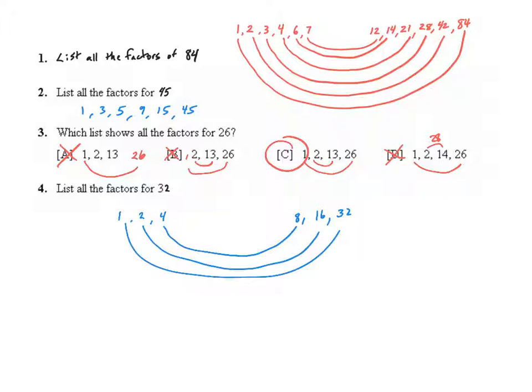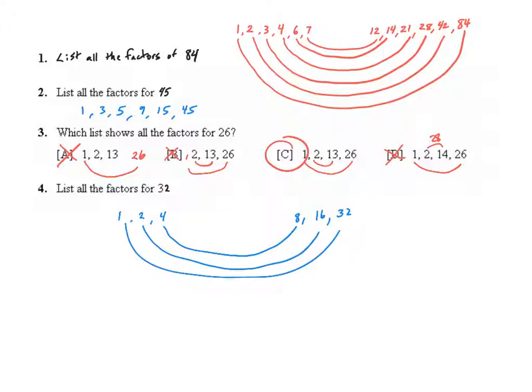5 does not. It does not end in a 0 or 5. 6 does not, because 3 is not a factor of 32. And 7 is not a factor of 32. 7 times 4 is 28, and 7 times 5 is 35. So all of the factors of 32 are 1, 2, 4, 8, 16, and 32.